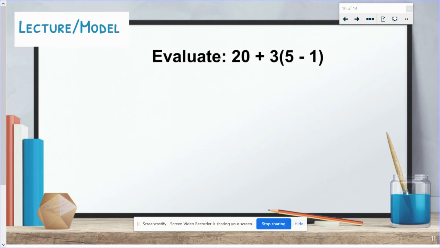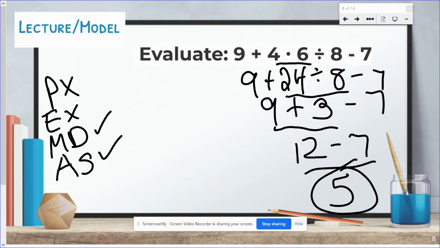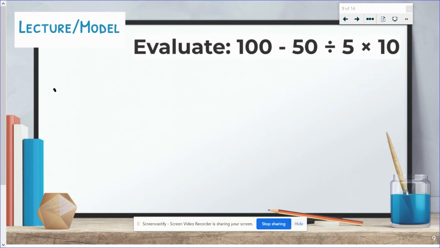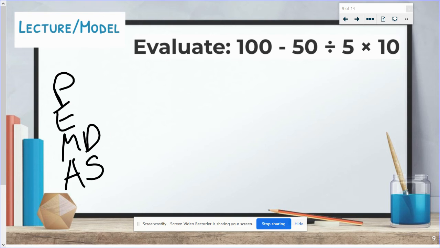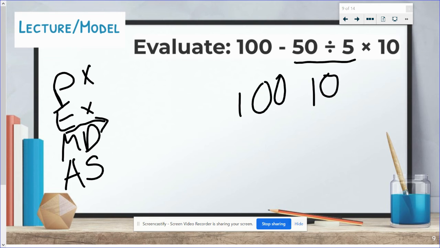All right, let's move on to our last few examples. 100 minus 50 divided by 5 times 10. Always write your order. All right, no parentheses, no exponents. Next is going to be multiply and divide. Even though it says multiply first, remember, this is all one step together. That's why we write it next to each other. 50 divided by 5 is going to be 10. Now I have 100 minus 10 times 10.